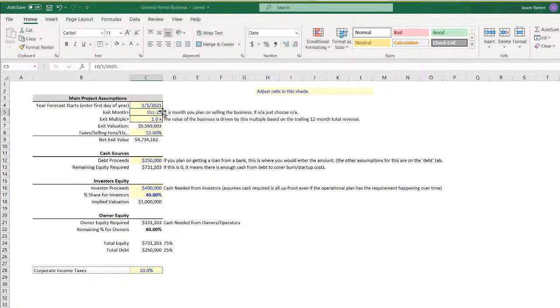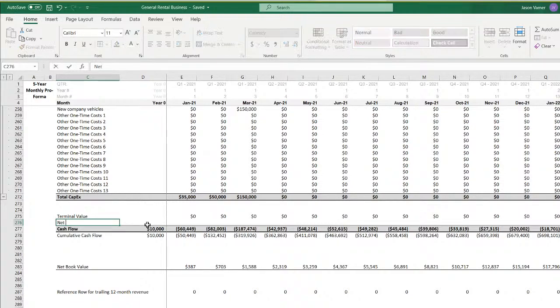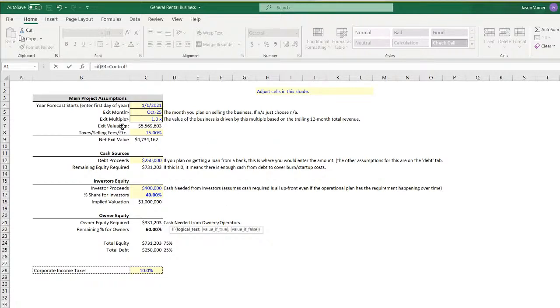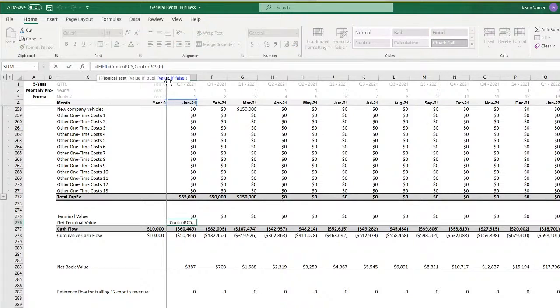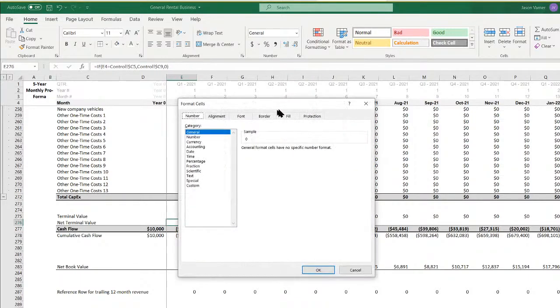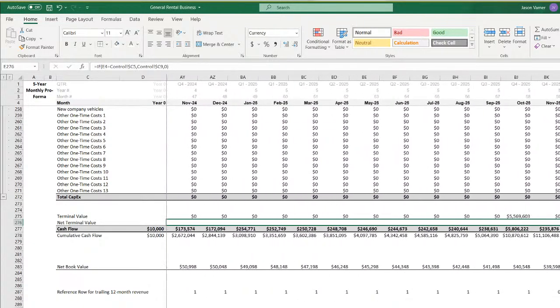Okay, and let's make sure it works. If we did no exit, yep, perfect. So 4.7. So on this, we got terminal value and then net terminal value, which just equals, if this equals this, then take this value. And notice we don't have any circular reference issues because we're going straight down the waterfall like we need to be, and no calculation is referencing itself.